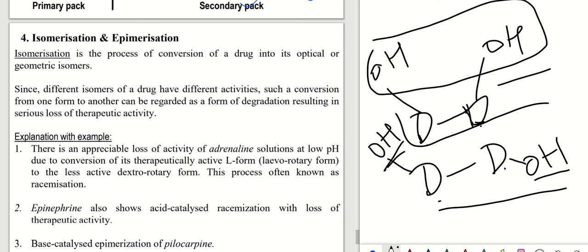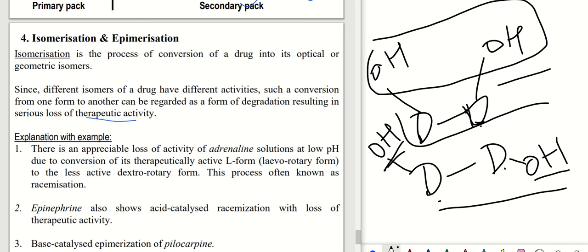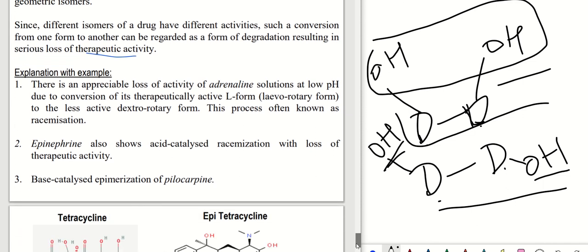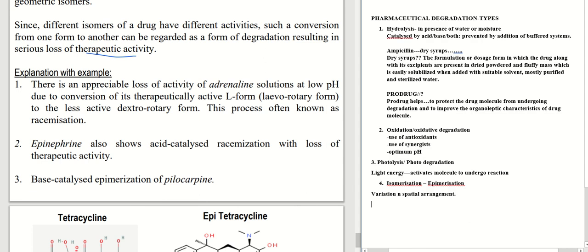We are not going deep into this concept. It is not a chemistry class, but let me explain with some examples. Because of this change in its isomers, there will be some loss of therapeutic activity. So we need to consider even this as a factor. For example, here the pH plays a major role actually.